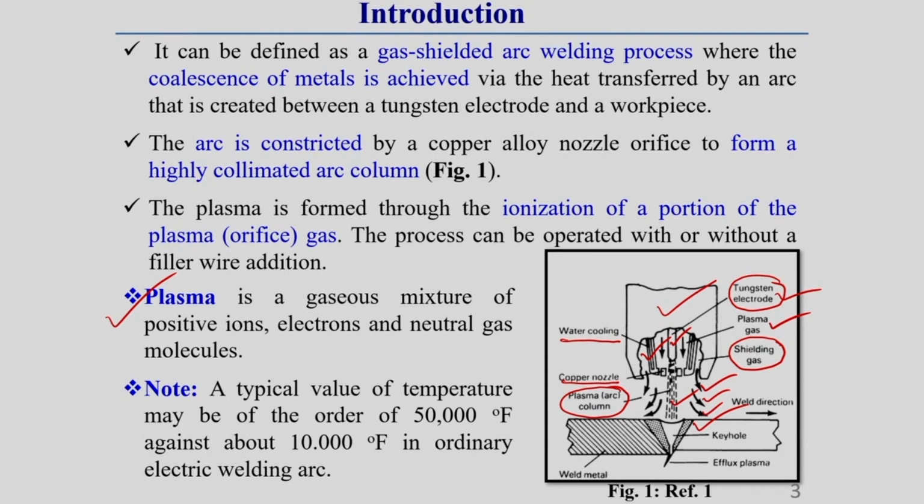Here you should keep in mind that as this arc is constricted within this water-cooled nozzle, the temperature rise is comparatively very high compared to the conventional arc welding process. That is why I have written that in this welding process we can get a typical temperature on the order of around 50,000 degrees Fahrenheit, whereas in conventional types of arc welding process it is within a range of 10,000 degrees Fahrenheit. You should keep these things in mind.